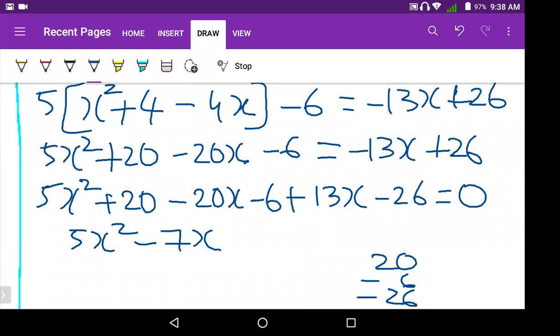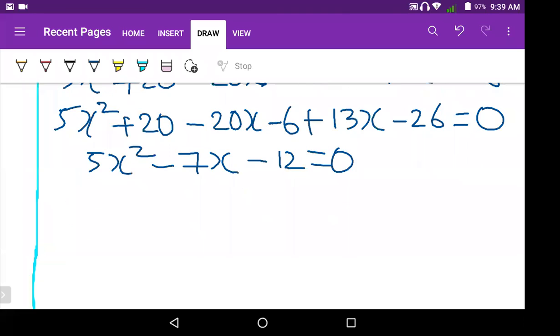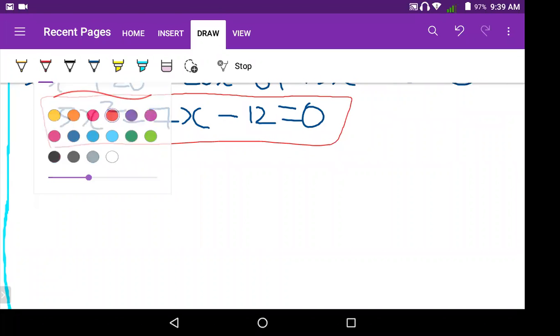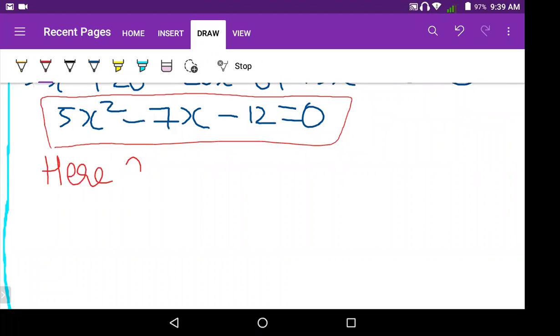So 20, yeah, correct, minus 7x. Then 20 minus 6 minus 26. How much will you get? This is plus 20, minus 12. Minus 26 is the bigger number. Okay, minus 12 is equal to 0. So we have got the expression that we are supposed to solve. This is the complete equation which we are supposed to consider. Right, so here A is equal to 5, B is equal to minus 7, C is equal to minus 12.